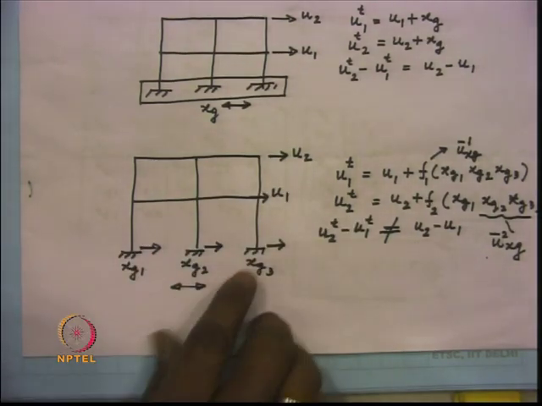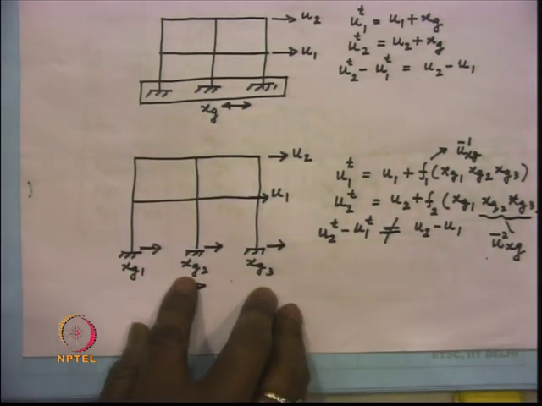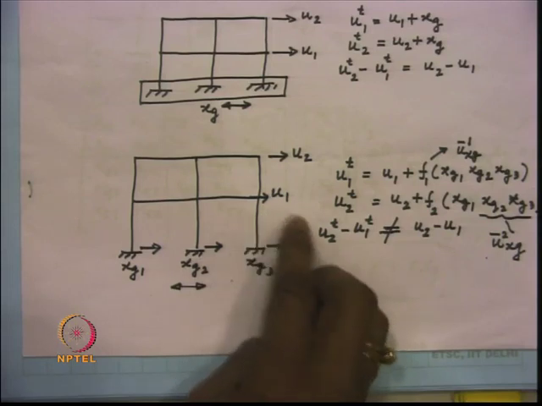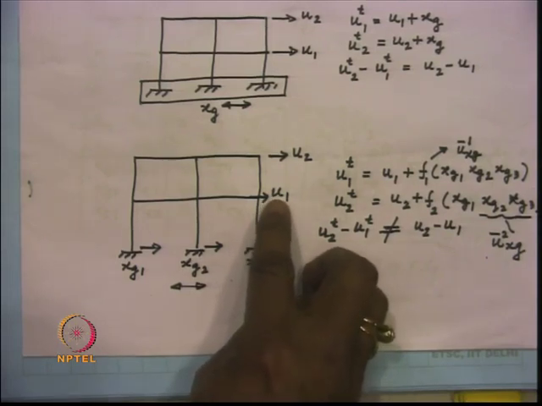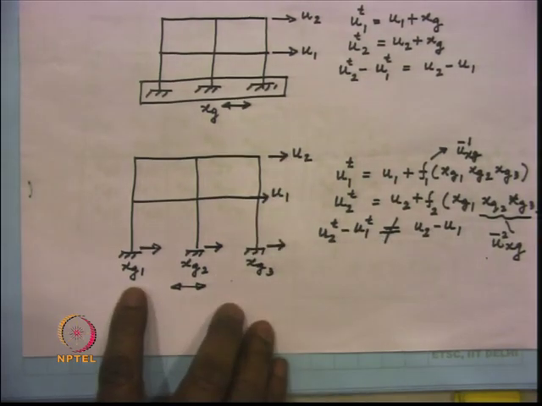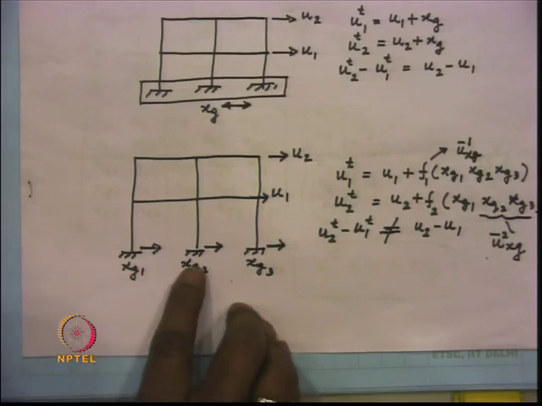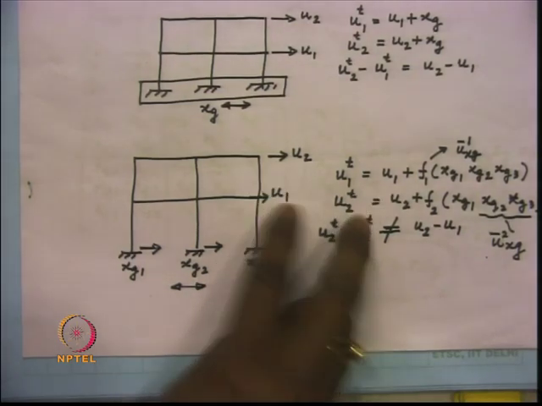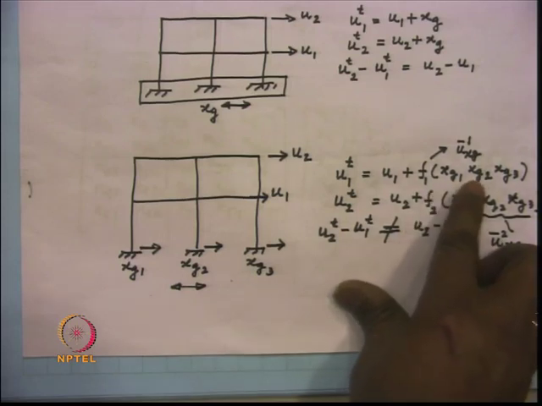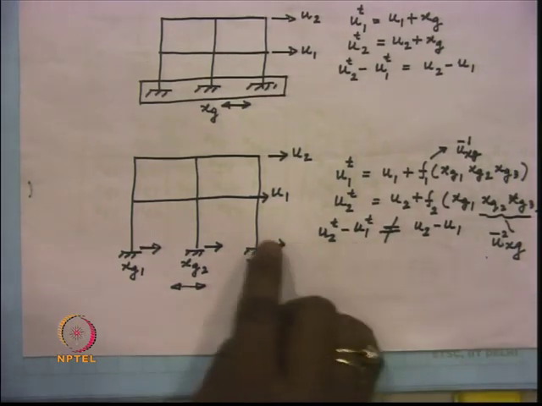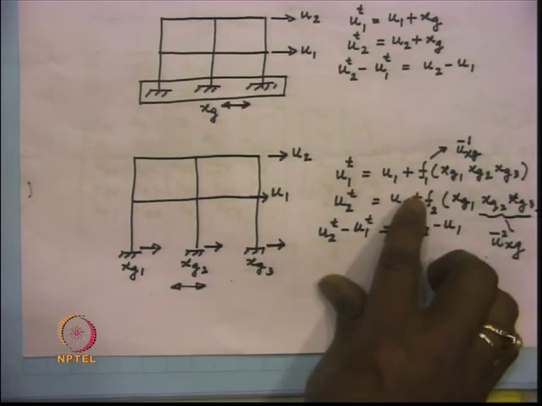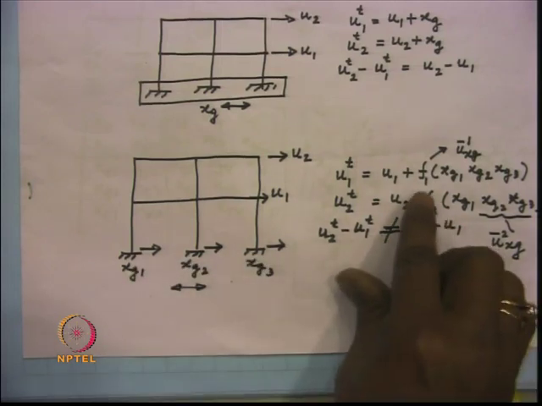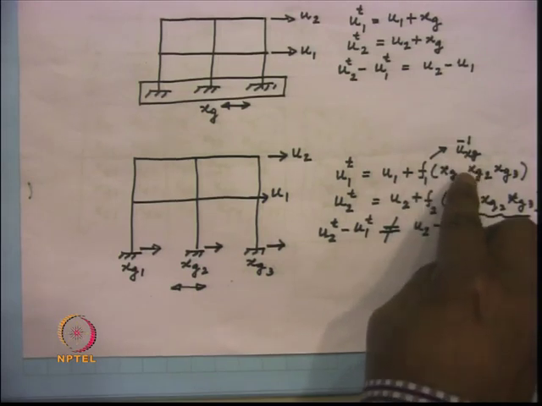Now, this can be obtained by purely a static analysis, which can be performed at any instant of time t, in order to find out the displacement that takes place at this point and at this point because of the differential displacement of the supports. Obviously, those two displacements will be a function of xg1, xg2 and xg3. And let us say for the first floor, that displacement which is caused due to the differential displacement of these three points is written as u bar 1 xg.